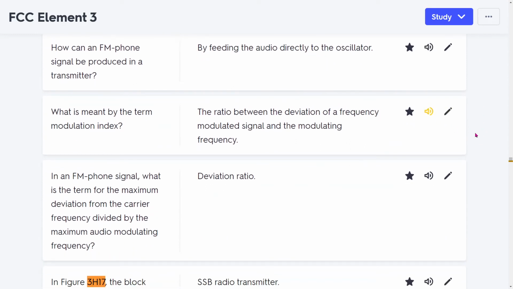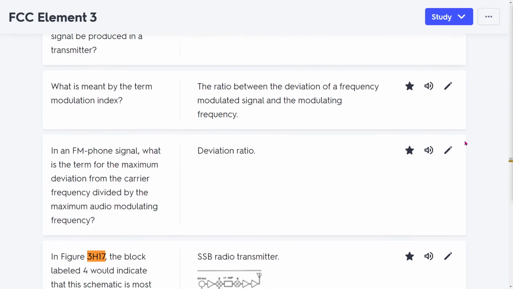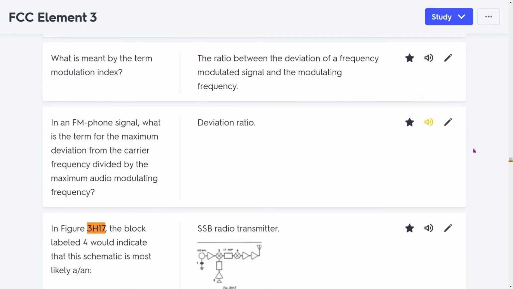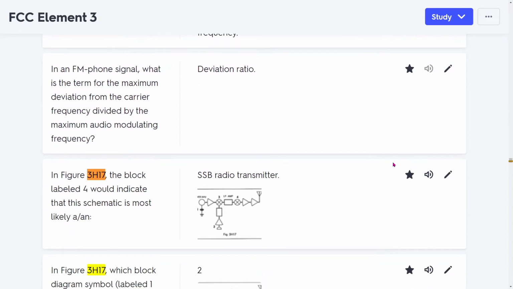What is meant by the term modulation index? The ratio between the deviation of a frequency modulated signal and the modulating frequency. In an FM phone signal, what is the term for the maximum deviation from the carrier frequency divided by the maximum audio modulating frequency? Deviation ratio.